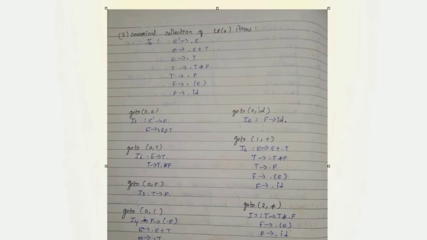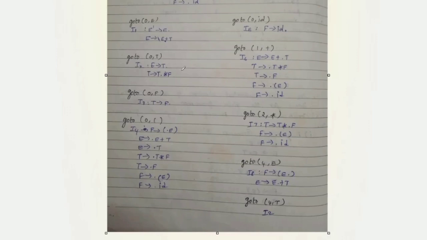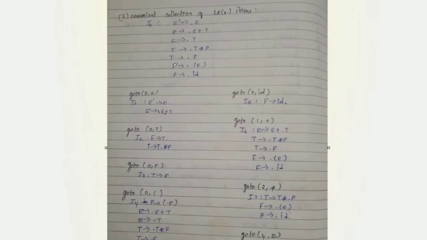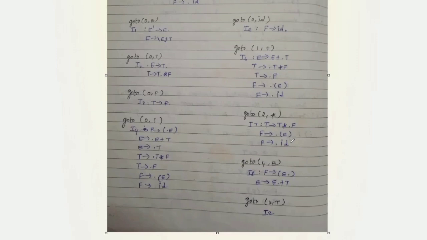Next, item number 2. We have a final item. First production E tends to T dot. Next production T tends to T dot star F. We move dot, then write the transition. Go to item number 2, comma, symbol name star. Then the production T tends to T star dot F. Dot F is an LR0 item, so we include the productions of F. F tends to dot open bracket E close bracket, and F tends to dot ID. Write the production here. The entire production set is new, so it is considered as item number 7.